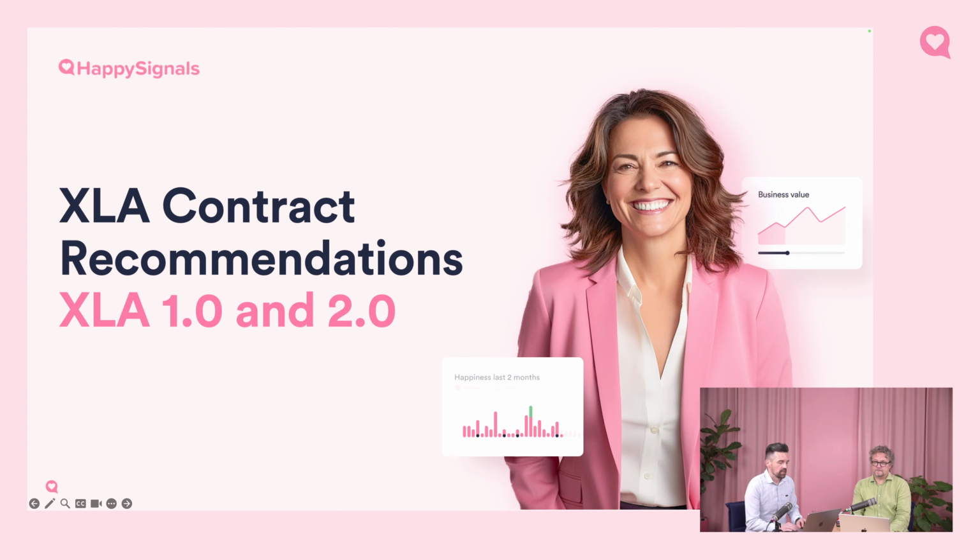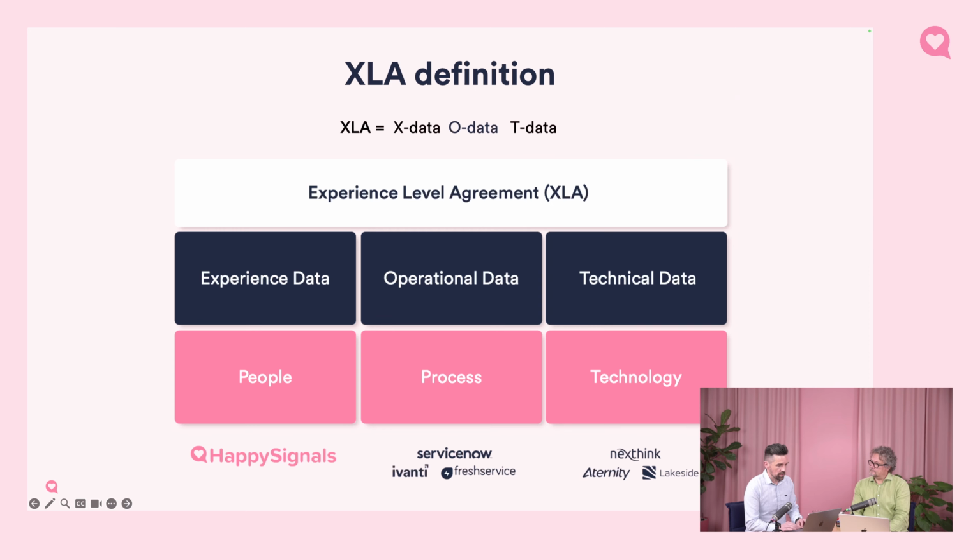Yeah. And I guess the whole point comes into, again, our definition slide, which is saying that XLA means X data, O data, T data, which means experience data, operational data, and technical data. And of course, you can put it into this people, process, technology format as well. Yeah, but maybe if you want to go through the 1.0 and 2.0.